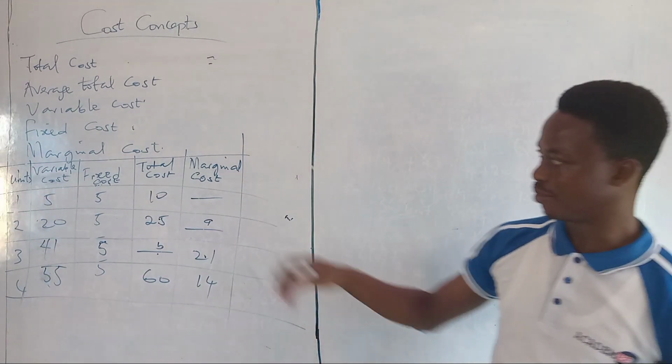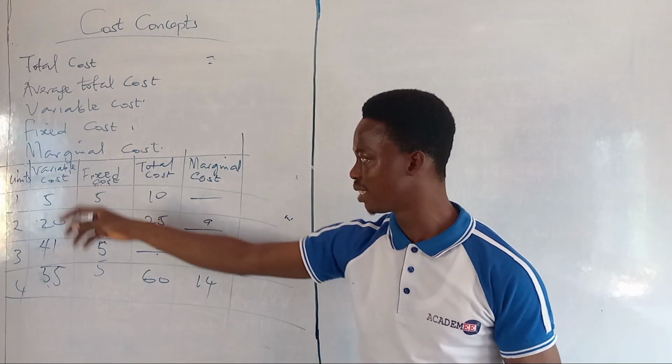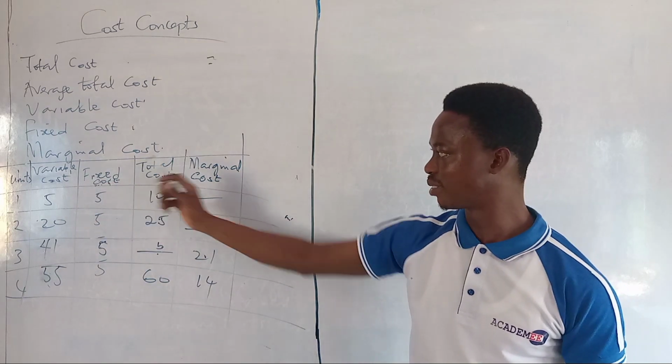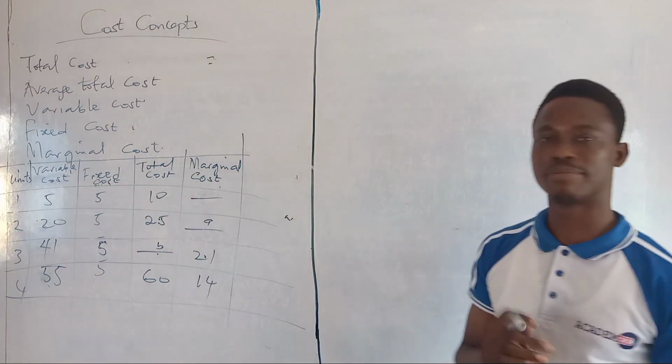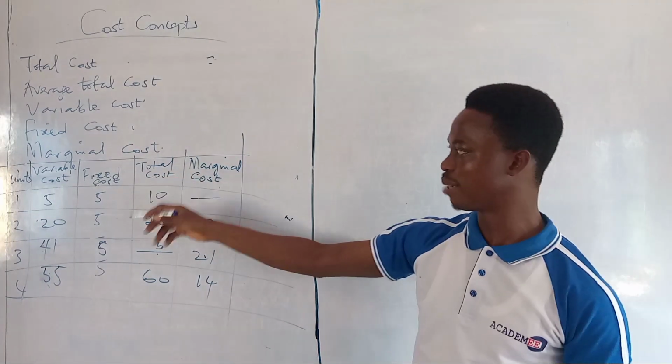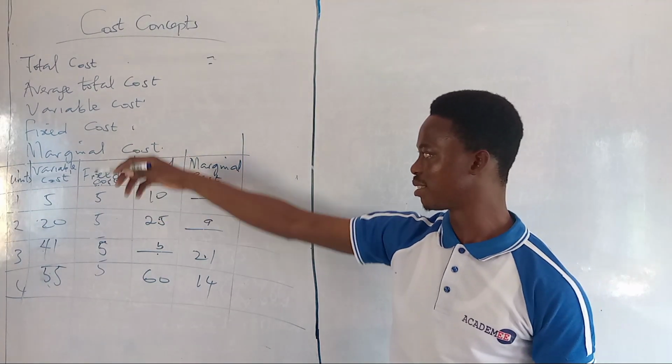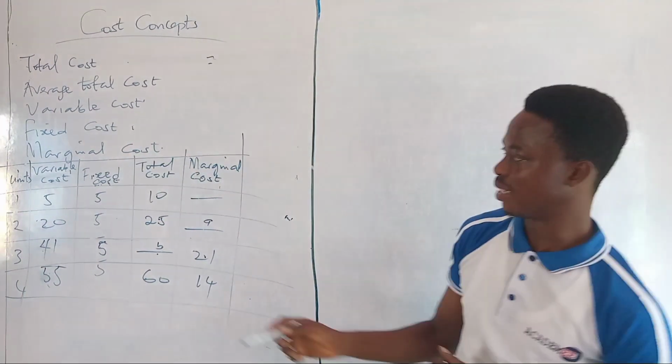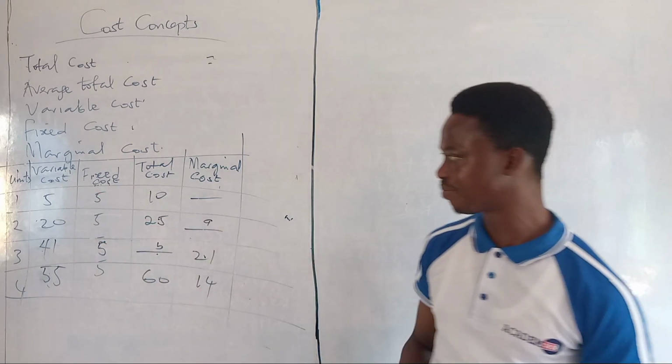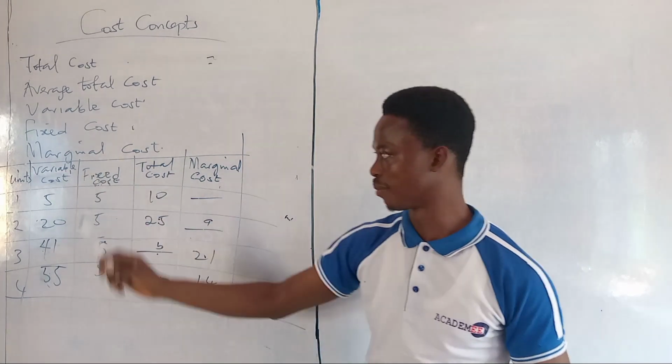So with this, that's why I brought out this table to have a clear understanding of what we are saying. Now you look at the table, we have the units, the variable cost, the fixed cost, total cost, and the marginal cost there. The average cost is not there, but there are better ways of doing it without using average cost.